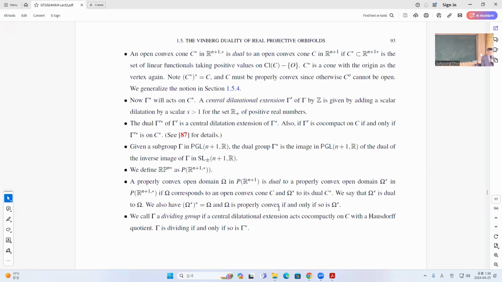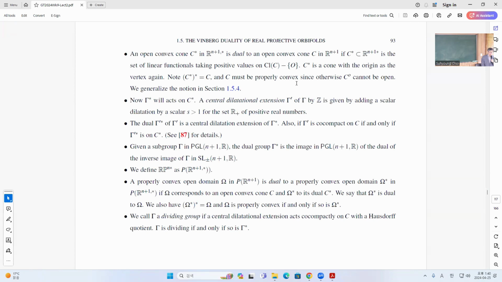Right, so an open cone has a dual, another cone. C star is the set of linear functionals taking positive values on C. The C star is again a cone with origin. Of course, the dual of the dual is itself.